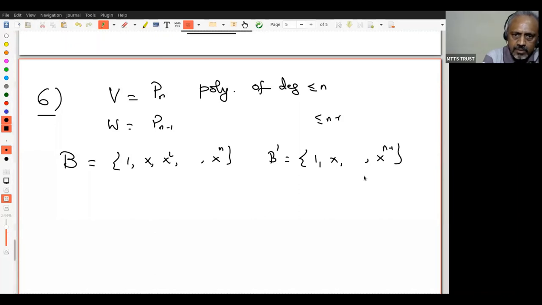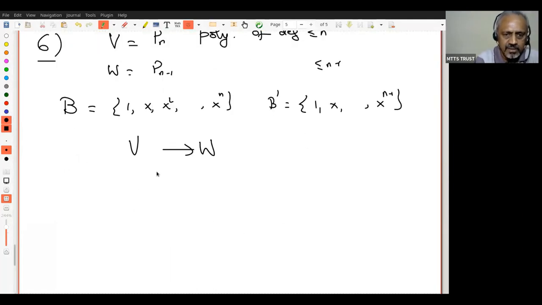Okay, therefore, suppose I have a linear map from V to W, the matrix with respect to B and B dash, what type will it be? It will be n cross n plus 1. Remember, dimension of the codomain times dimension of the domain, right? Anyway, the linear map you want to consider from V to W is a very interesting linear map, which all of you have already seen. The linear map is the derivation.